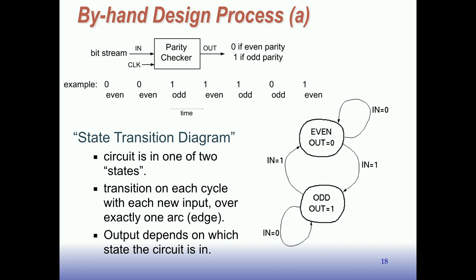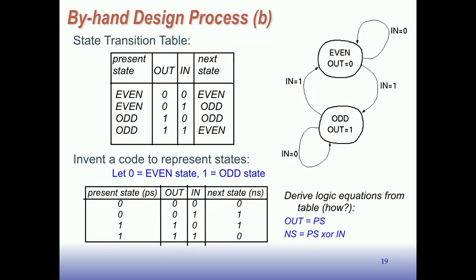So the circuit is in one of two states, and transitions on each cycle with each new input over exactly one edge. Output depends on which state we're in. Okay, so now how do we take this and turn this into a circuit? First thing we do is turn that into a table. Here's a state transition table, which is a tabular version of this diagram here. I've enumerated everything. All the same information that's in this graph is in this table.